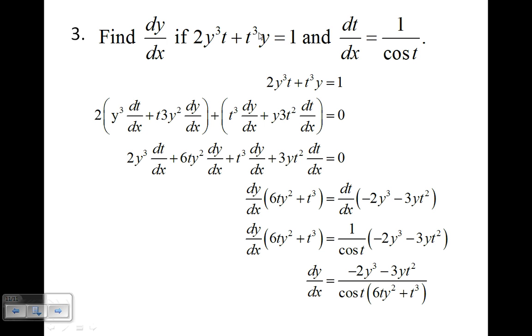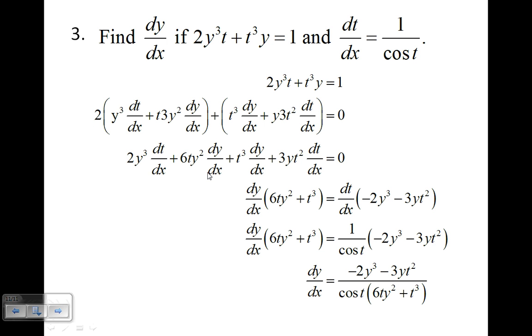plus, and then over here, product rule again, so I have t cubed, derivative of y, dy/dx, plus the second thing y, derivative of the first thing, derivative of t cubed is 3t squared, chain rule dt/dx. On the other side of the equation is a 1, the derivative of 1 is 0. Okay, so I went ahead and distributed the 2 that's out here in, and took off all the parentheses.